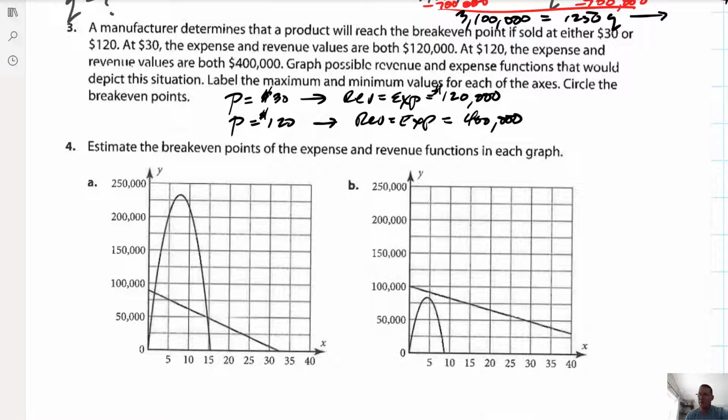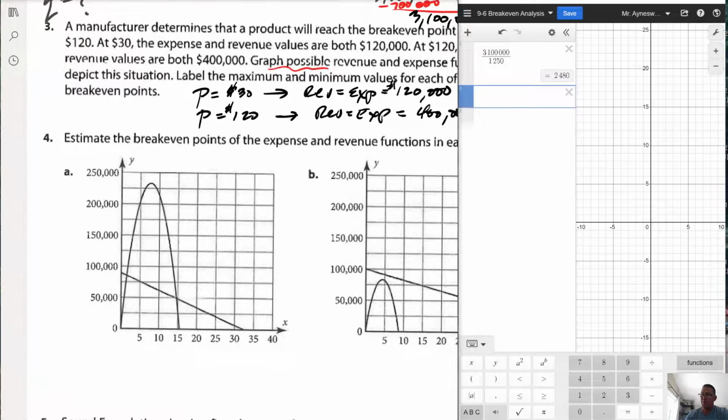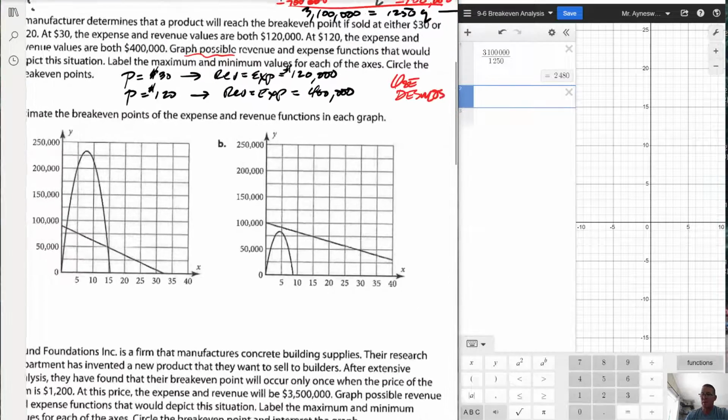Now it says, graph possible revenue and expense functions that will depict this situation, and label the maximum and break-even values. What we're going to do is make it easy, use technology and use Desmos. We are going to use linear and quadratic regression. Let me put this off to the side, and let's get ready.